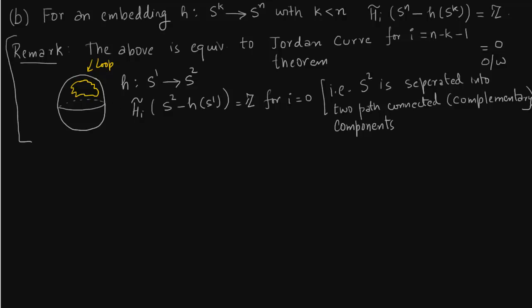So you draw a loop. This makes S2 into two separate path connected components, which is given by the H0 homology. So let us write the proof.